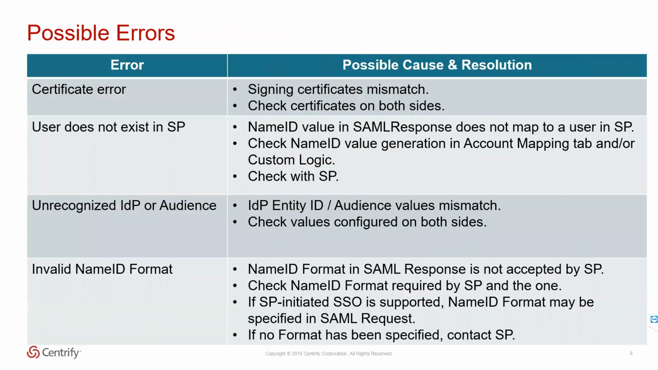Okay, still, let's go through some possible errors. Now, if you get specific error messages, of course, those are the best, right? The best in this scenario because you actually know what happened, such as if the SP says certificate error, right? Then immediately that is something with the signing certificate. It always starts with: do the signing certificates on both sides match or not?